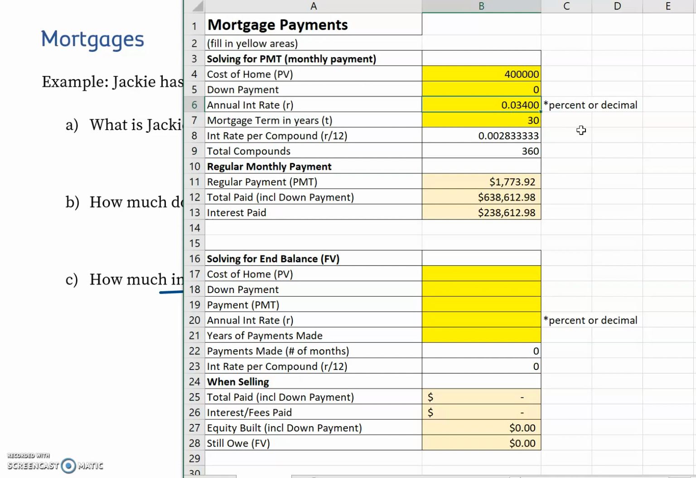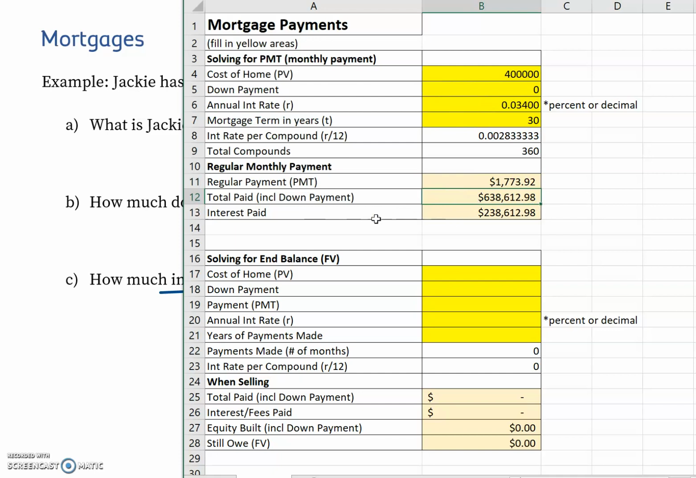But that ends up being a huge amount when we say, okay, yeah, it's based off of 400,000, right? So this monthly payment that we're making really adds up over time. So we end up paying this much. And how much of that is interest?